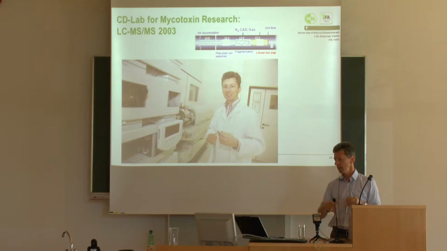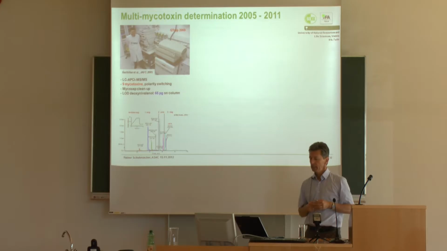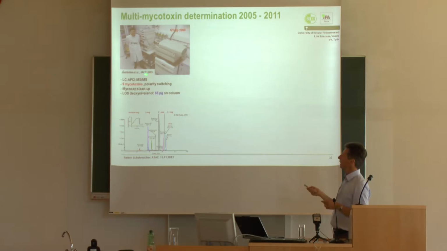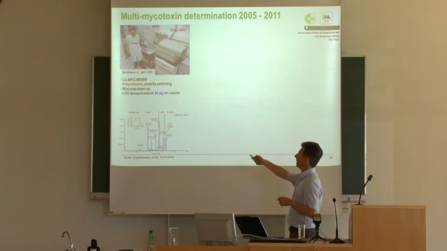And that is the machine which we obtained in 2003, our first LC tandem mass spectrometer. And when we look actually at the development just over the last 8 years, this is just phenomenal. So we developed our first method with this Q-TRAP 2000, an LCMS method. We covered 9 mycotoxins. We used the Mycocept cleanup, so we still use the cleanup. So now actually that is not the case anymore. And we had a limit of detection of 65 picogram on the column, yeah?